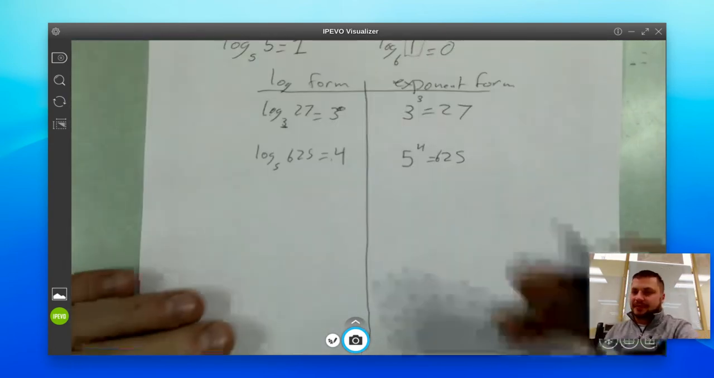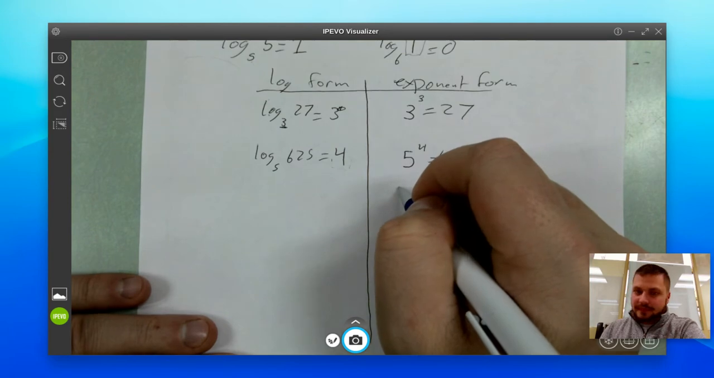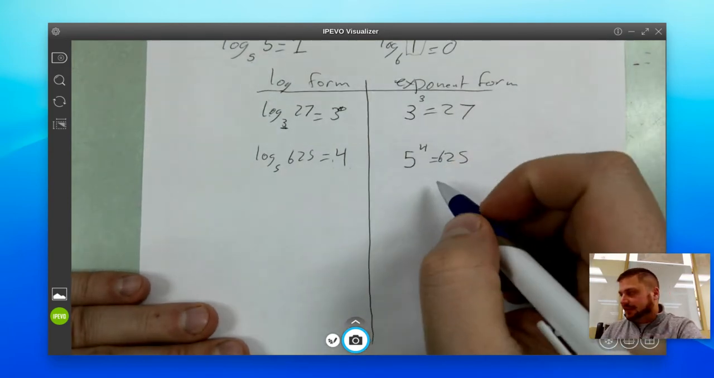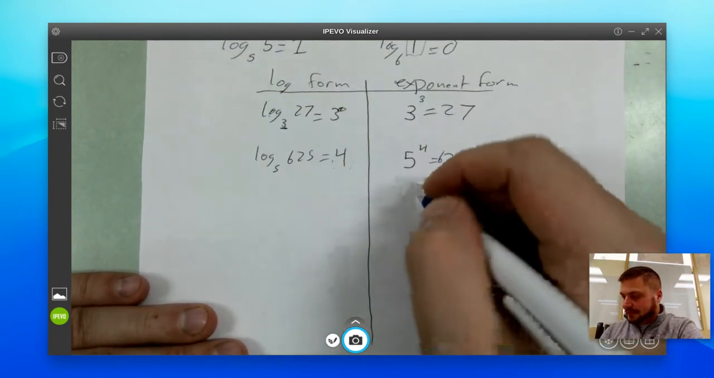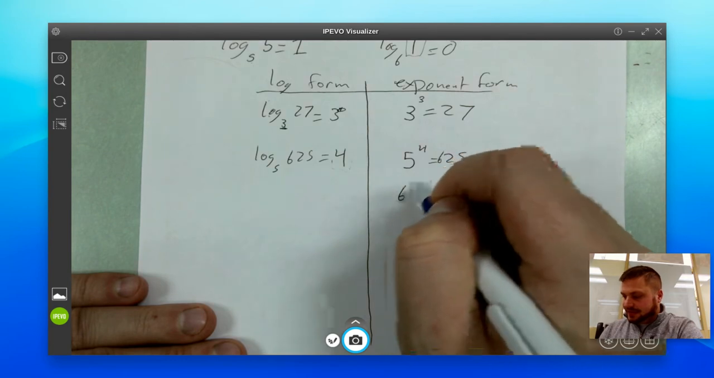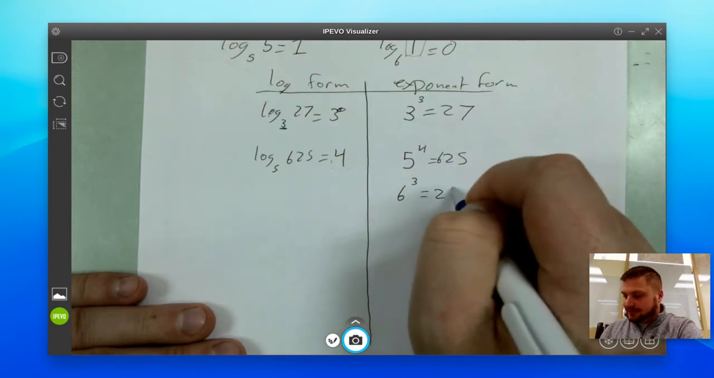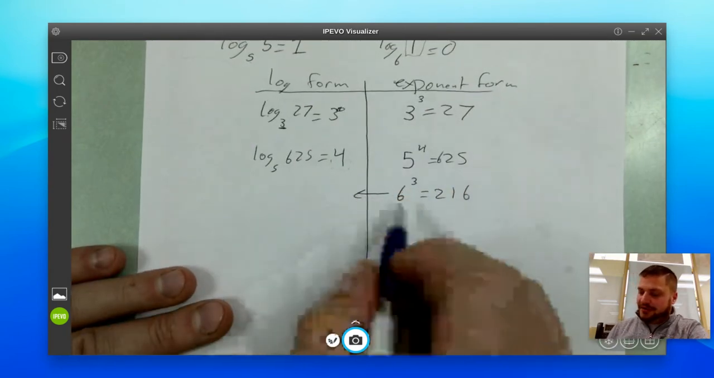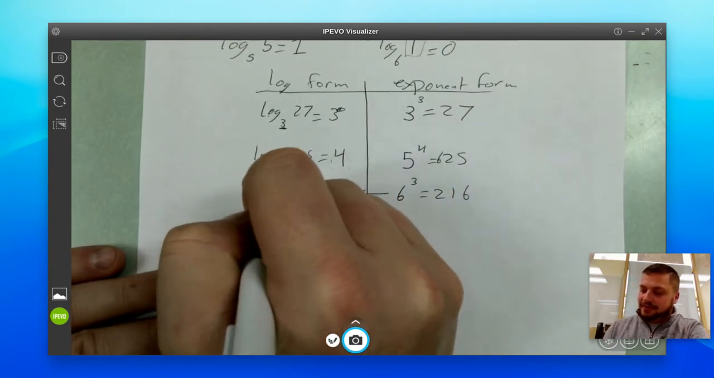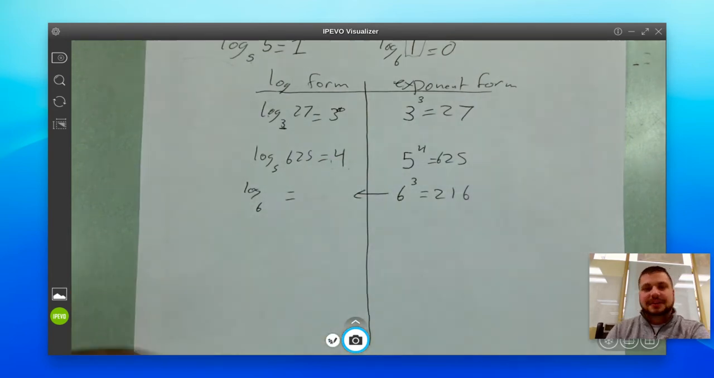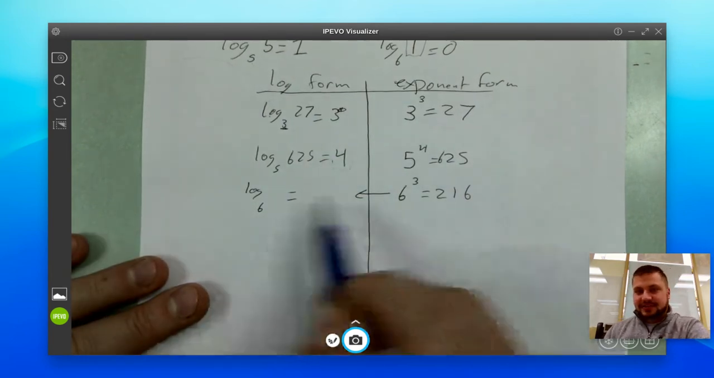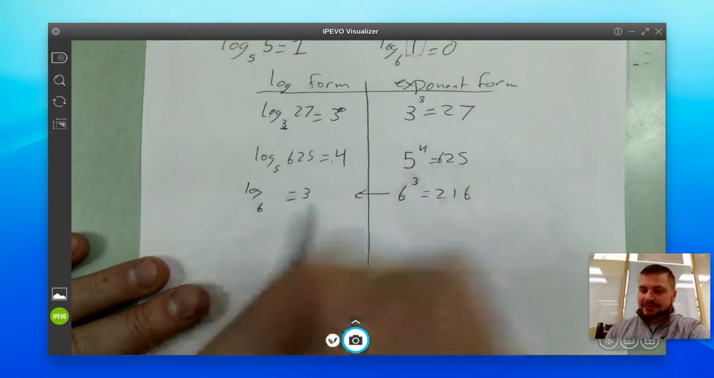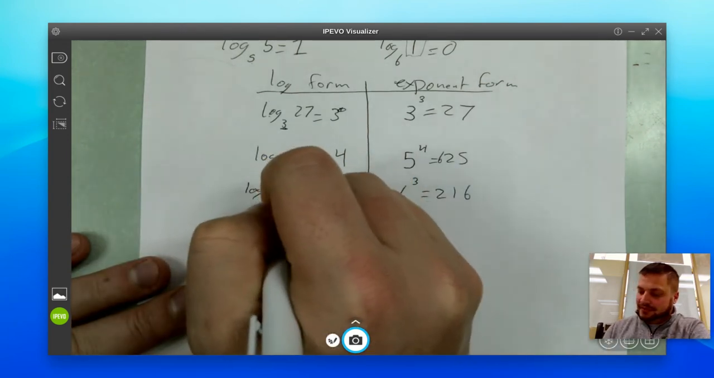Okay, we of course can go the other way. What if I had something like 6 to the 3rd is 216? If I wanted you to write that in log form, I'd say, okay, the base stays the same. So I know it's log base 6. And then I write my equal sign. The answer to any log, the answer is the exponent. So I know it equals 3. So the 216 must go here.